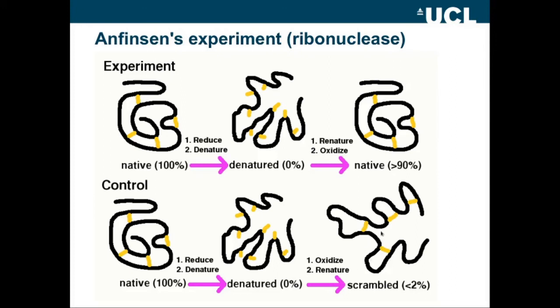In the control, by oxidizing first and then renaturing, you're showing that much of the oxidation, the reformation of the disulfide bonds, is in scrambled versions of the protein, and only a small percent happen to be in the correct conformation for native activity. So this proved the point that essentially within the sequence of the protein there is enough information to allow it to fold up, because you weren't putting in anything extra to help the folding process.